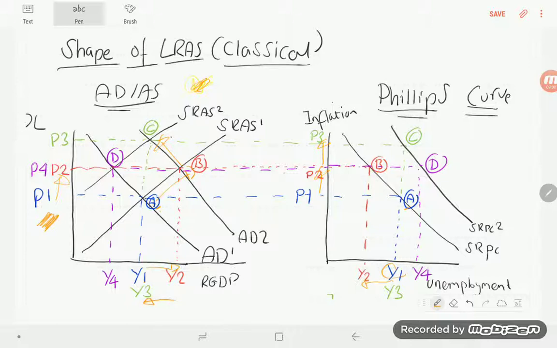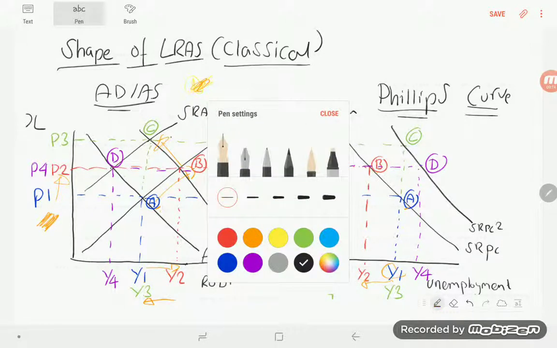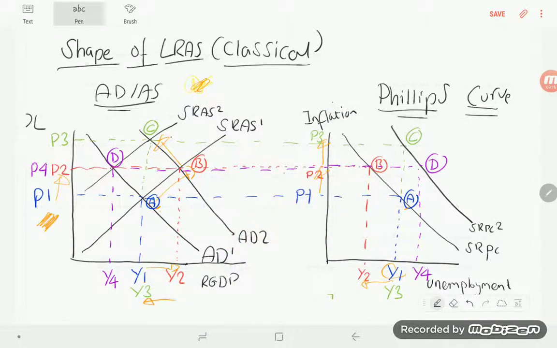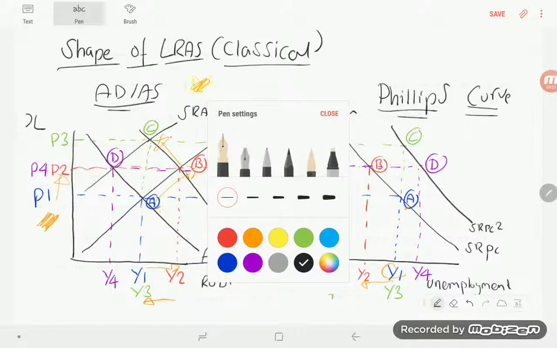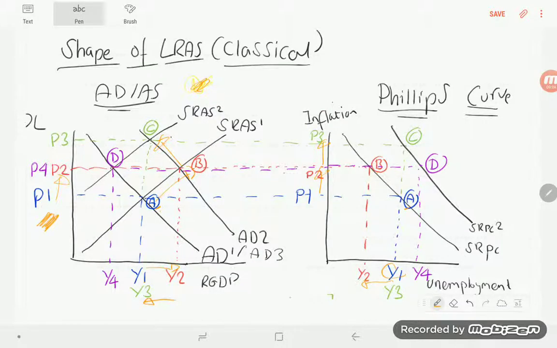Well, what's the effect of that? Well, if there's more unemployment, consumption will fall because there's less disposable income for the consumer, and AD will shift now. I'll just amend the diagram here. AD will shift from AD2 to AD3. The price level will consequently fall from P3 to P4.